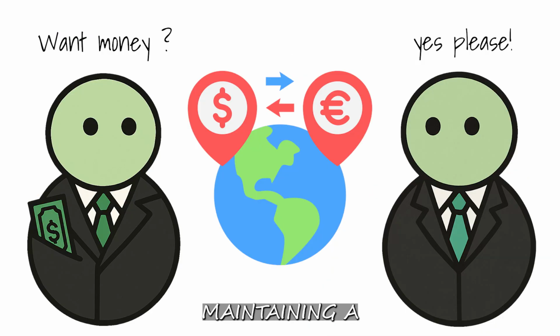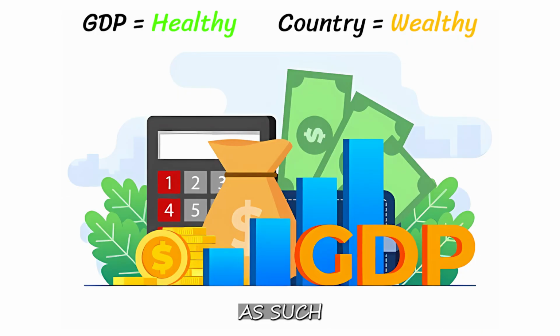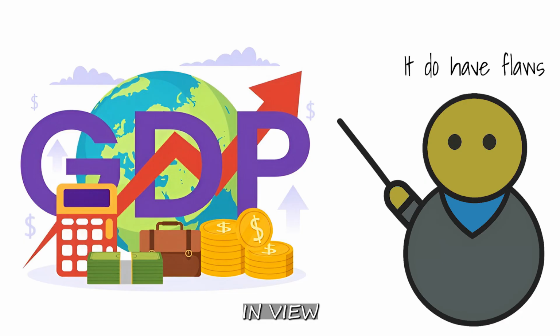One more thing that maintaining a strong GDP may do for its country is help attract foreign investors to put some good money into their country. As such, you can see why it is really important to make sure that your country's GDP is healthy. In view of this, we must mention that the GDP system isn't infallible.